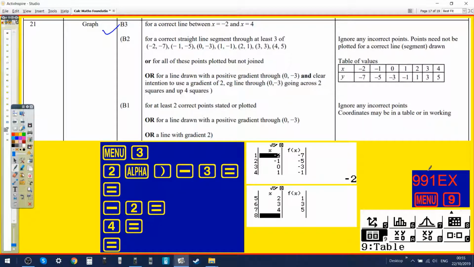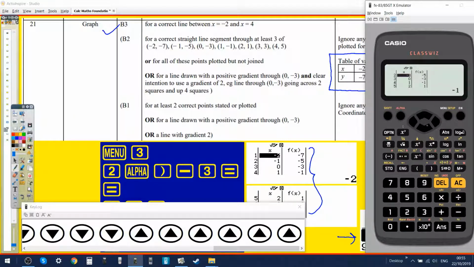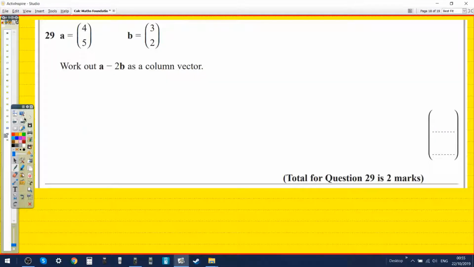And with the best calculator, you have to press menu 9 for the table. There's all the table of values. Those are all the x, y coordinates. And you just do x. Here's the question. That does them across, horizontal. Our one does them up and down. That is vertical. It's the same thing though. 4 marks. And this question is the very last question on the paper.